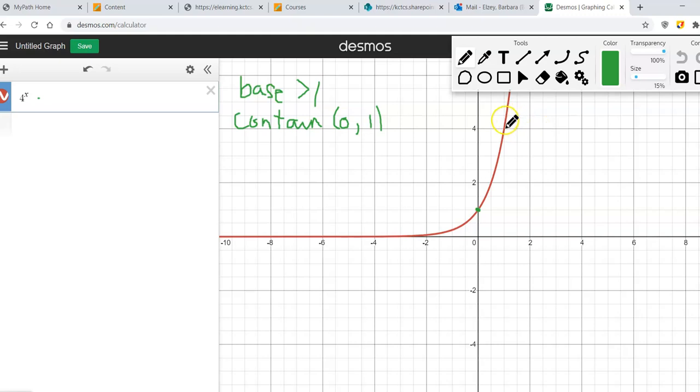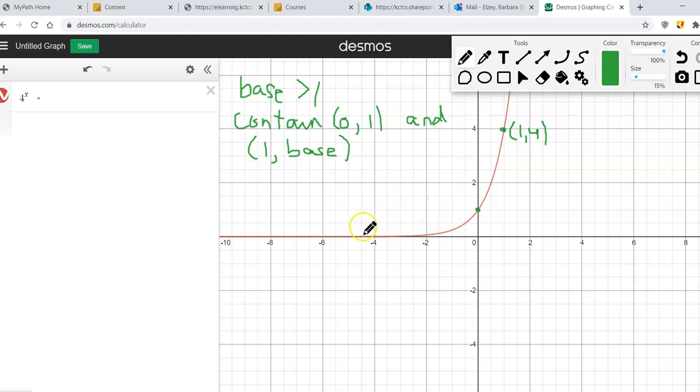All right, now I want you to notice this point right here. Notice that the x value here is 1 because this is actually being scaled by 2. This is the point 1, 4, where 4 was the base that we put in here. So it contains 0, 1, and 1, and whatever our base is. Every single one of these contains these 2 points. Now this will be true even when we look at a base that is less than 1.